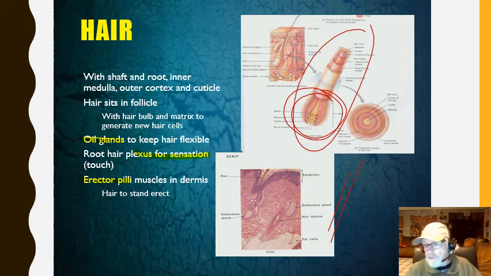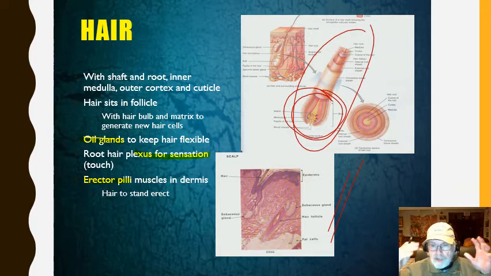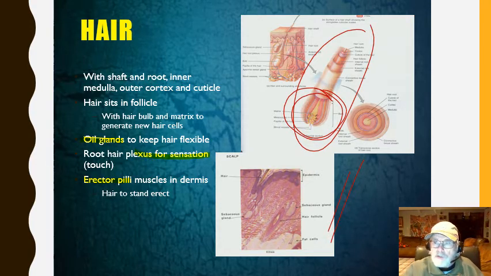Again, we have the hair shaft, which is multiple layers thick. The hair shaft sits in a follicle. Going into the follicle are sebaceous glands or oil glands that keep the hair lubricated and moist and flexible. And then also there are sensory fibers around the hair that will be able to detect motion of that hair, as well as a muscle called the erector pili, which has the hair stand on end, and stand erect during certain situations. Okay, so that's a little bit about that here.